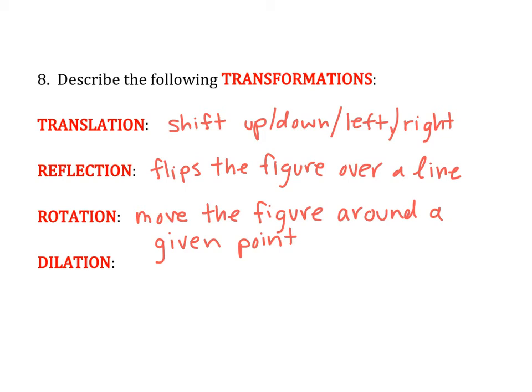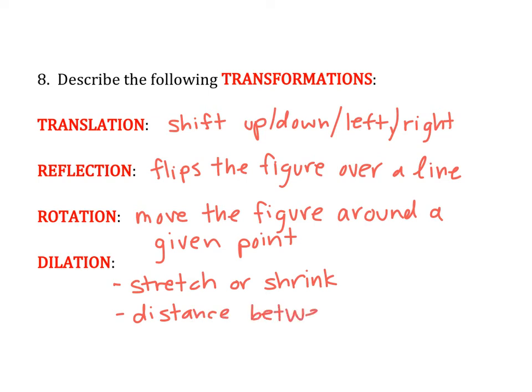Now a dilation we like to think of as a stretch or shrink. So this is the only one that really changes the shape of your graph. The distance between the points will change because your figure is either getting larger or it's shrinking down and becoming smaller. So the shape of the figure looks the same, but the distance between the points is either going to be bigger or smaller.